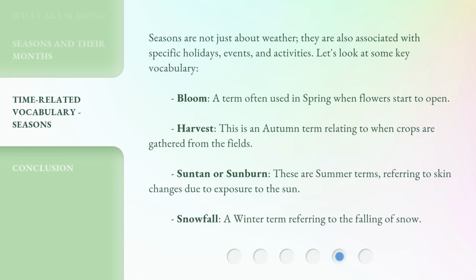Let's look at some key vocabulary. Bloom, a term often used in spring when flowers start to open. Harvest. This is an autumn term relating to when crops are gathered from the fields. Suntan or sunburn. These are summer terms, referring to skin changes due to exposure to the sun. Snowfall. A winter term referring to the falling of snow.